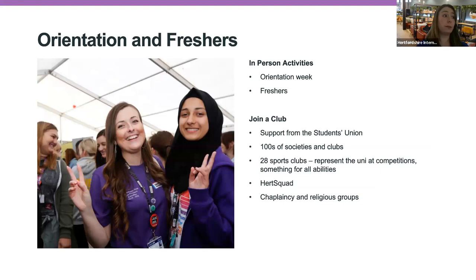And again, as we've said, orientation and Freshers Week, there'll be lots of activities to do there. So do plan your travel and make sure that you are here in time for the start of your course and to enjoy these activities. There'll be an events calendar released closer to the start of term where you'll be able to see what events are happening, sign up for them as well, and meet some of the SU reps and those societies and Herts Squad.